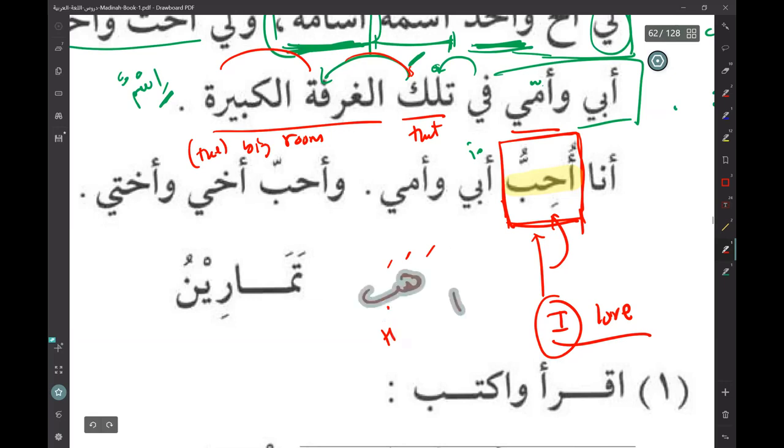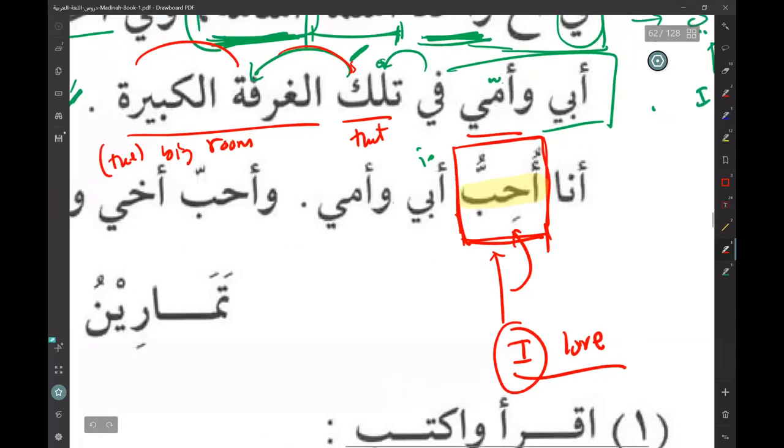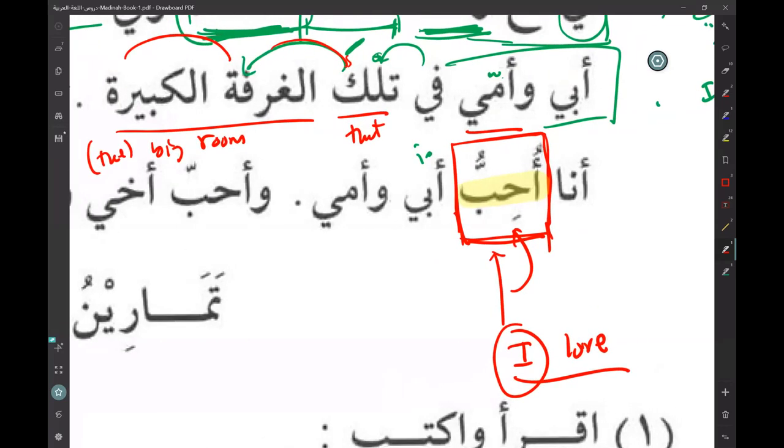Make sense? So when you say uhibbu, yeah, it's a good question. First I want to make sure you understand. That's a good question. So uhibbu, here we already have what? I. So why is ana here? Before we explain, let's just say there's no ana. Okay, let's translate without ana. Uhibbu, I love abi wa ummi, as you translated. I love my brother and I love my father and my mother.